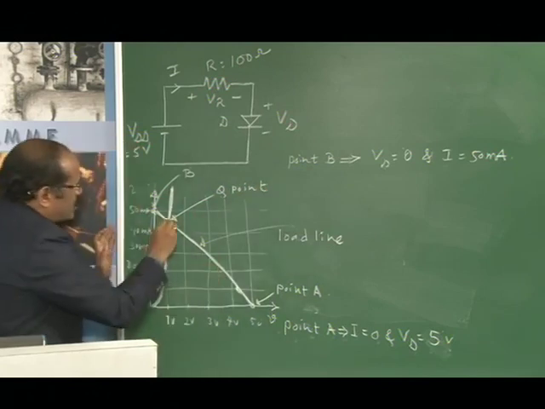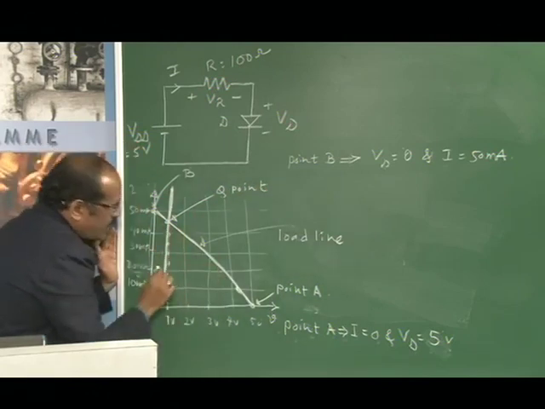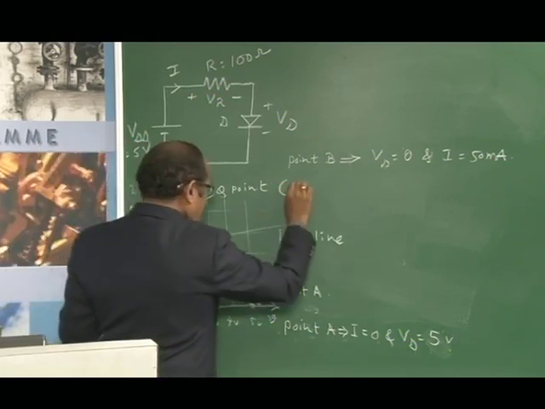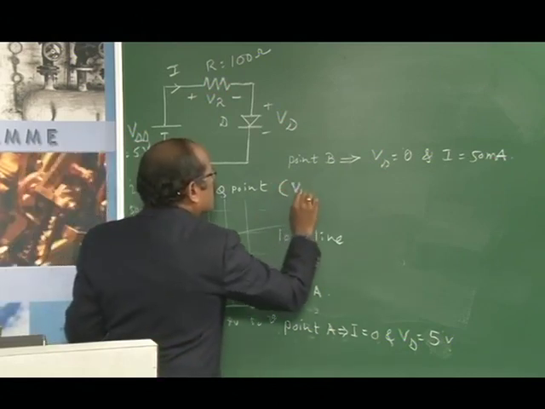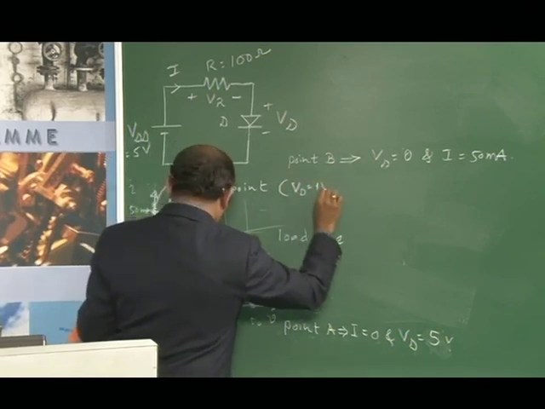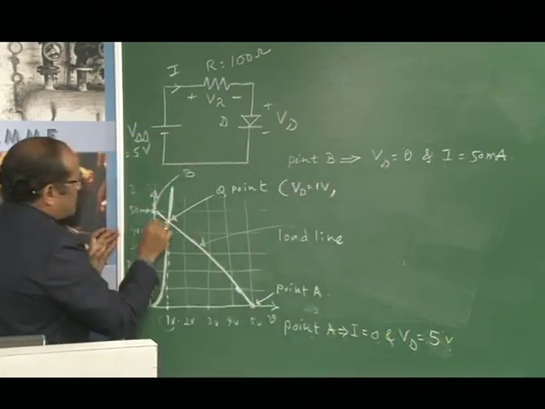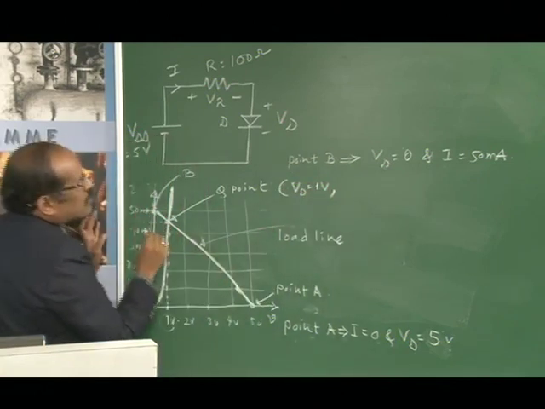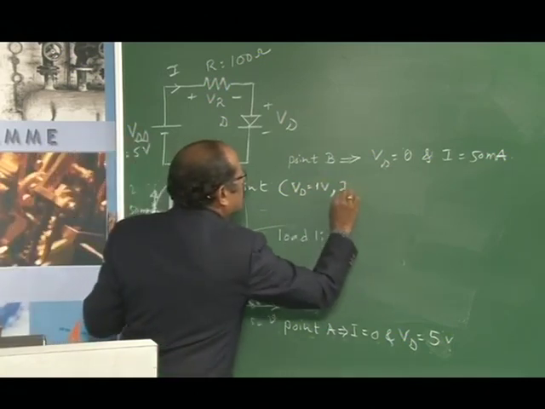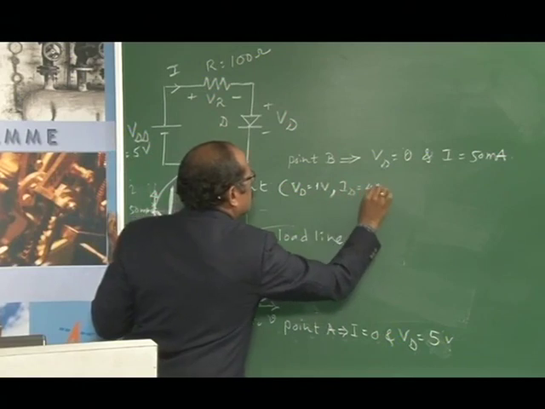And corresponding to this Q point, whatever voltage exists, that is how much we will get. This we get as volts, that is Vd, which is nothing but 1 volt. And corresponding to this, you can see here, approximately somewhere between, that is Id, you will get it as 45 milliamp.